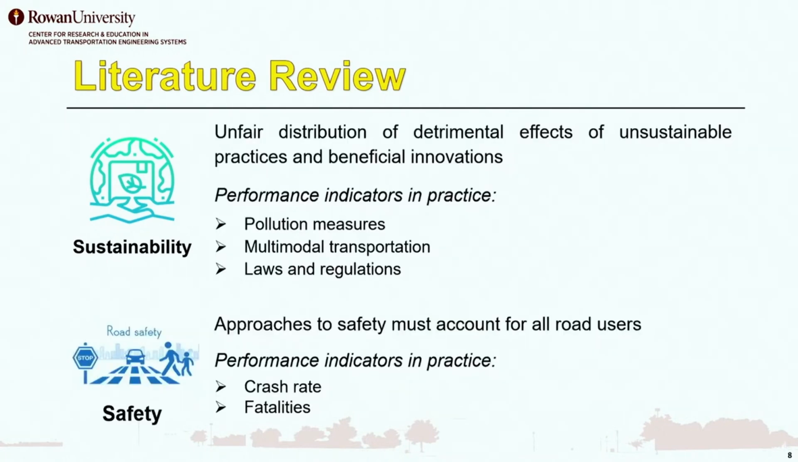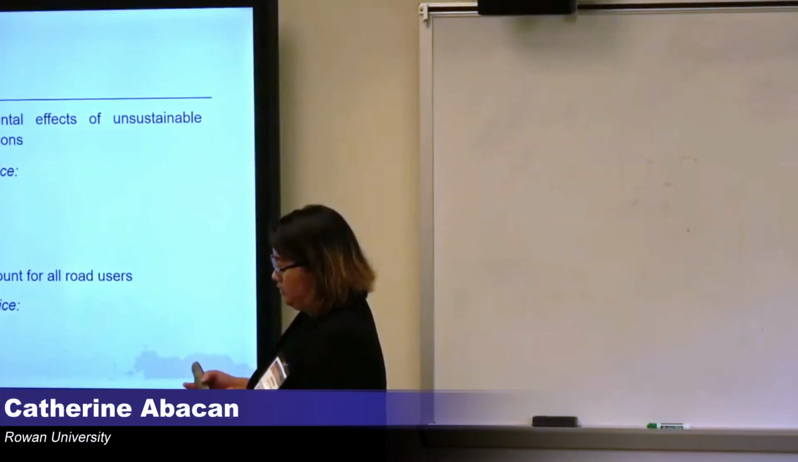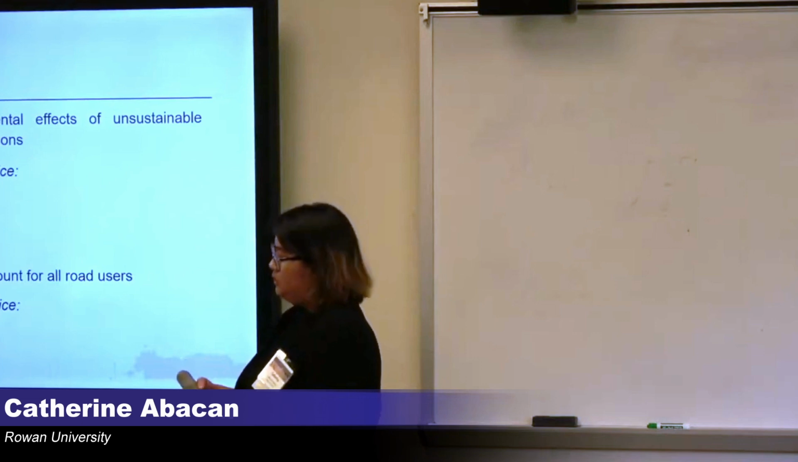First, for sustainability, a big barrier to equity with regards to sustainability is the unfair distribution of the benefits and burdens. Specifically, performance indicators that are in practice are pollution measures, such as PM 2.5, multimodal transportation, looking at active transportation and alternative transportation options, laws and regulations, such as the Environmental Justice and National Environmental Policy Act. We're looking at guidelines towards a more sustainable approach to transportation.